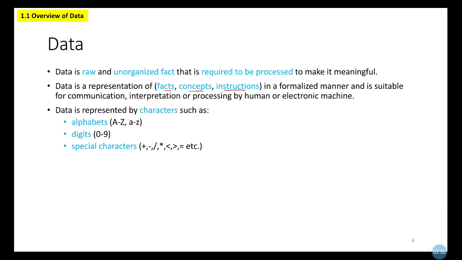What are the examples of data? It could be alphabets, it could be numbers, digits, and it could be special characters. So we cannot conclude anything that is significant from data. In order to call it information, it has to go through a process.